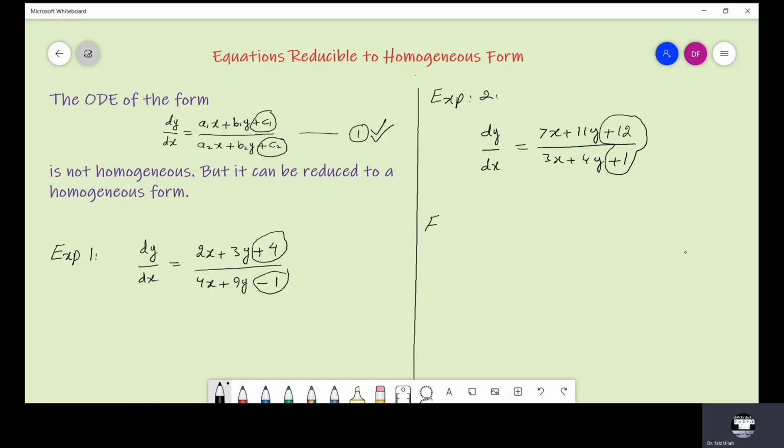Let us see another example. In example number 3, we have a differential equation dy by dx, which is equal to (11x plus 13y plus 15) divided by (4x plus 7y plus 6). Now this equation is not homogeneous, but it is of the form 1, so we can reduce this equation to the homogeneous form.